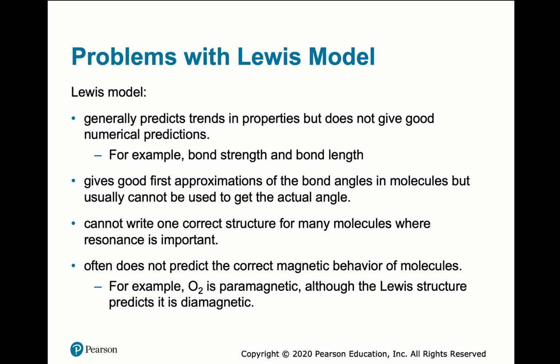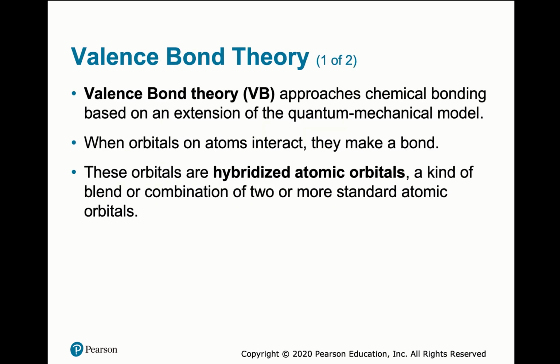And it also does not predict the proper magnetic properties of molecules. So oxygen, for instance, is paramagnetic, but Lewis structures would predict it to not be. One of the ways we tried to overcome this was valence bond theory. At one point in time, valence bond theory was in direct competition to molecular orbital theory, which we'll cover later in the chapter.